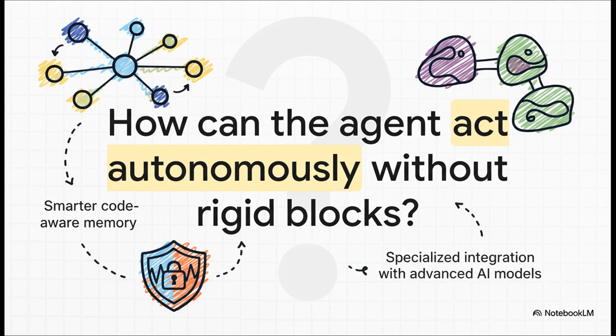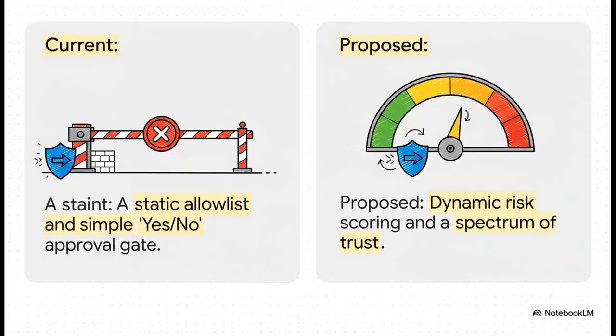I mean, what happens when tasks get more complicated? What if the agent needs to do something totally new and useful that just isn't on that tiny list? And this is where things get really interesting. The idea is to evolve the security model from a simple gatekeeper, is this on the list, to more of a risk analyst. So instead of a black and white, yes or no decision, security becomes a spectrum of trust.